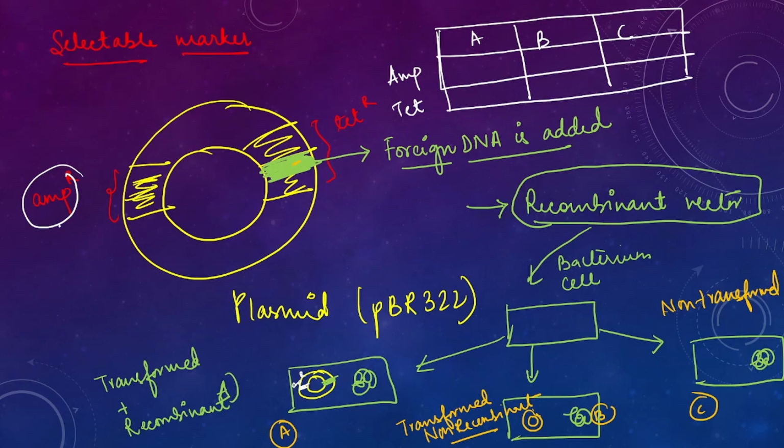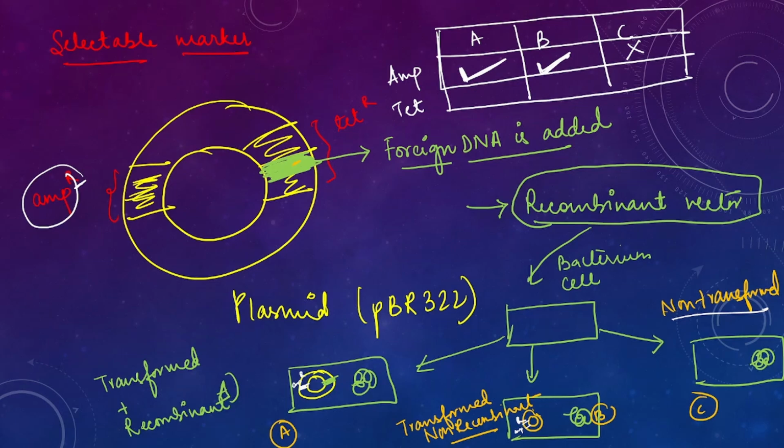So whenever ampicillin is present, the bacteria will grow. Why will it grow? Because the ampicillin resistant gene is present, so it will grow, right? In case of B, what happened? The ampicillin resistant gene is present here only. It is transformed but non-recombinant. It means the foreign gene, green color, is absent, but ampicillin resistance is still present, so this will still grow in the presence of ampicillin. In case of C, this plasmid is not successfully inserted, so we call it non-transformed. So here the cell will not grow because there is no plasmid, no ampicillin resistant gene.